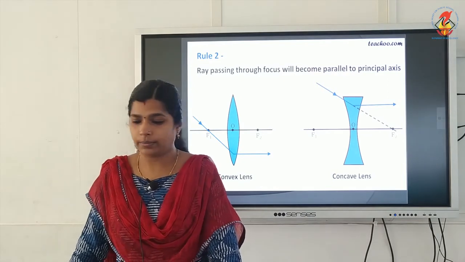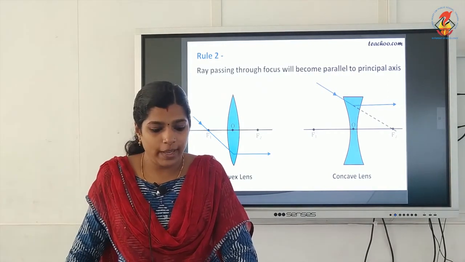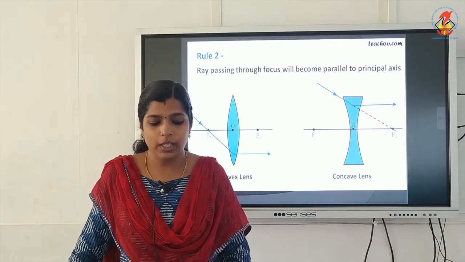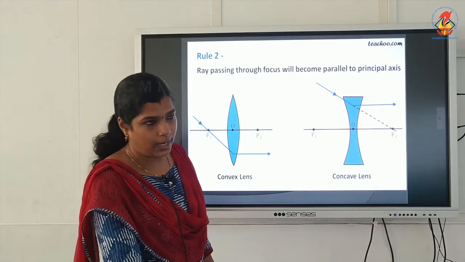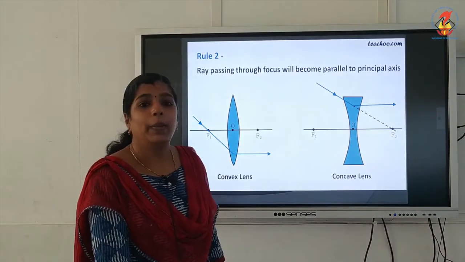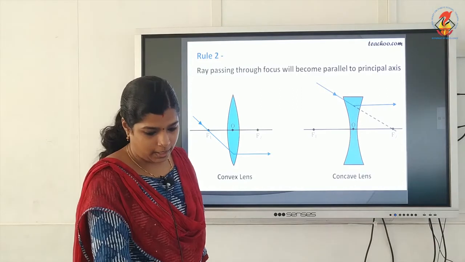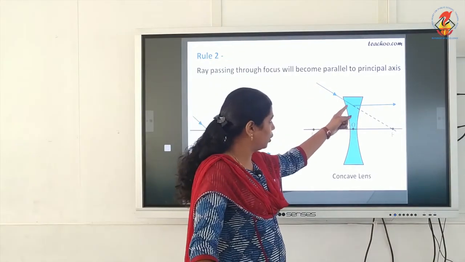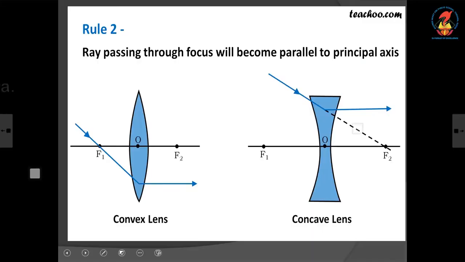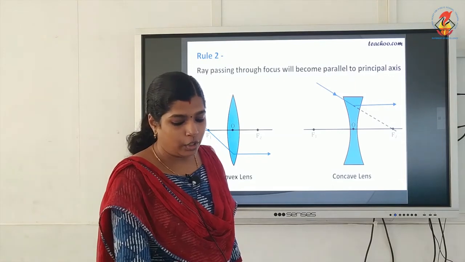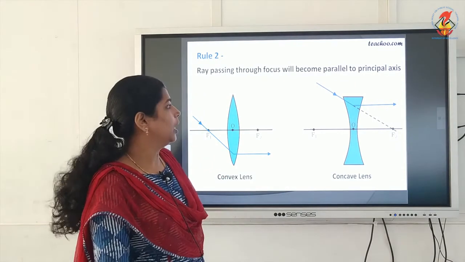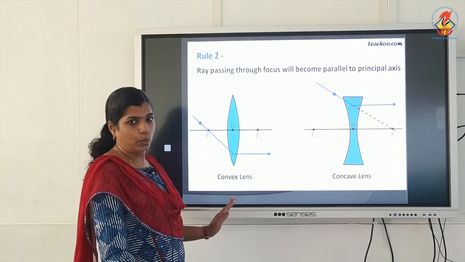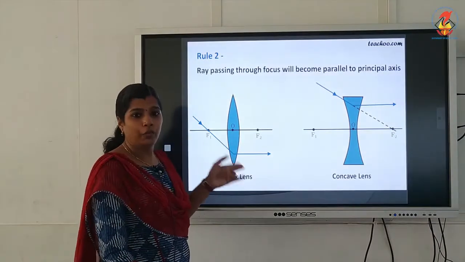a ray appears to diverge from the principal focus located on the same side of the lens. Second rule: a ray of light passing through the principal focus, after refraction from a convex lens, will emerge parallel to the principal axis. A ray of light appearing to meet at the principal focus, this ray, after refraction, emerges parallel to the principal axis. That is the second rule. Okay, that's the reverse of the first one.